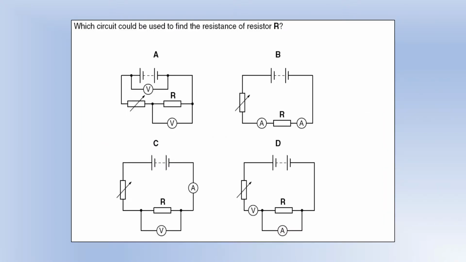Okay, which circuit could be used to find the resistance of R? To find resistance, we need the potential difference across R, which we'd need to measure using a voltmeter, and we need to know the current through R. So we'd need an ammeter in series with R. So A, you don't have the ability to measure current, so that's not going to work. B, you don't have the ability to measure potential difference, so that's not going to work. C, you can measure current in series, potential difference in parallel, that looks pretty good. D, the voltmeter and ammeter are connected incorrectly, so that is not going to work.